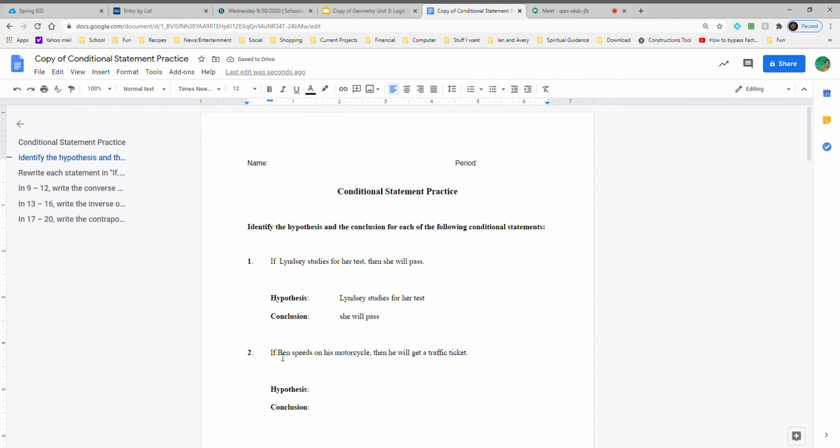On this one, if Ben speeds on his motorcycle, then he will get a traffic ticket. So, between if and then, Ben speeds on his motorcycle. And then the conclusion is he will get a traffic ticket. Everything after then is the conclusion.